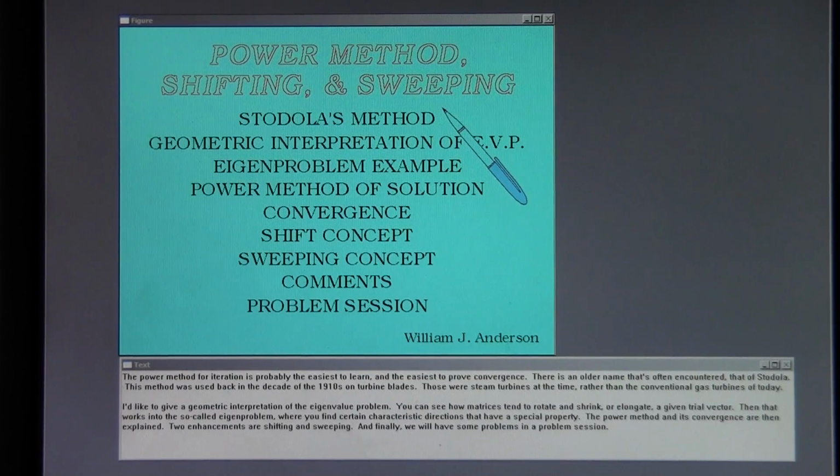I like to give a geometric interpretation of the eigenvalue problem. You can see how matrices tend to rotate and shrink or elongate a given trial vector. Then that works into the so-called eigenproblem, where you find certain characteristic directions that have a special property. The power method and its convergence are then explained. Two enhancements are shifting and sweeping. And finally, we'll have some problems in a problem session.